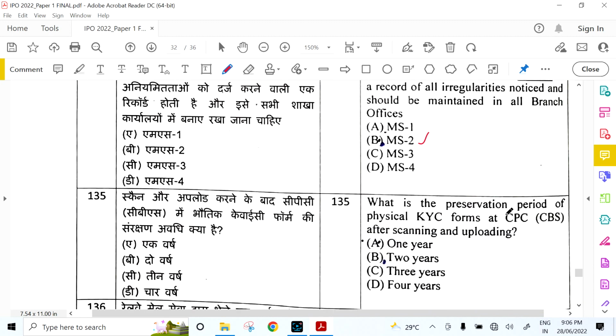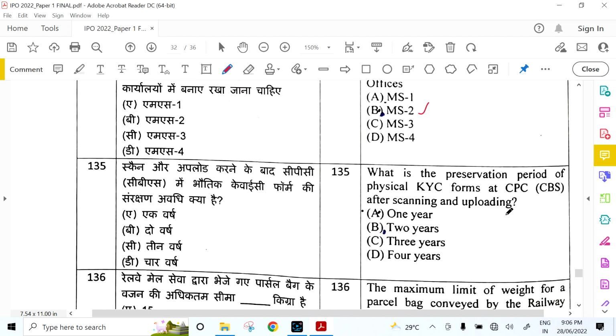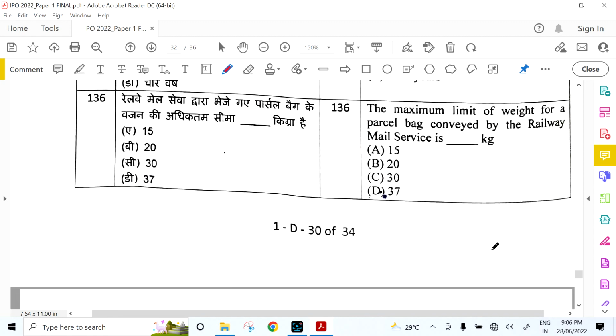BO rules. Next, 35. What is the preservation period of physical KYC forms at CPC CBS after scanning and uploading? It is 1 year. Already I have told you. The maximum limit of weight for a parcel bag conveyed by railway mail service is dash kg. It is 37 kg. Rule 135 of 135.3 of volume 5. In volume 5 you will find this answer.